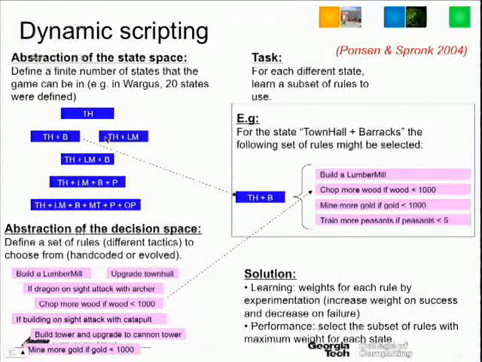Ponsen and Spronck have a similar approach. They call it dynamic scripting. Instead of picking a particular tactic, they're picking sequences of actions or sequences of tactics. They call them rules that need to be performed one after the other. So in this case, we're going to build a town hall and a barracks by building a lumber mill, chopping more wood, et cetera. This whole sequence gets learned through experience.